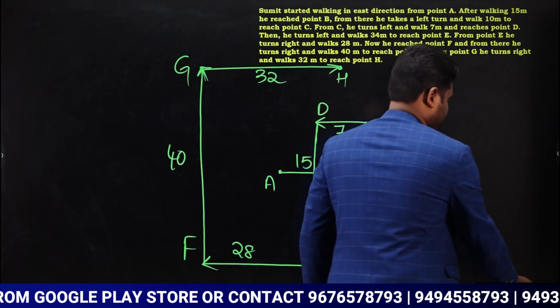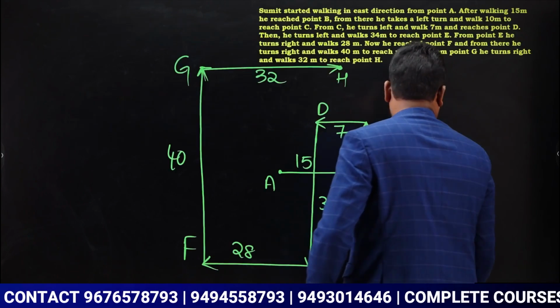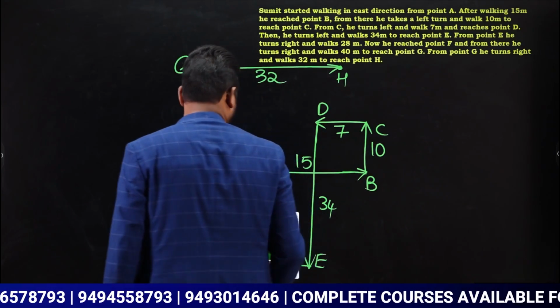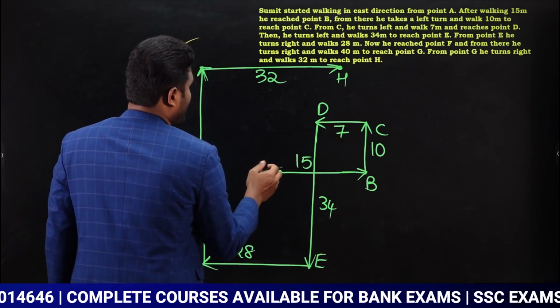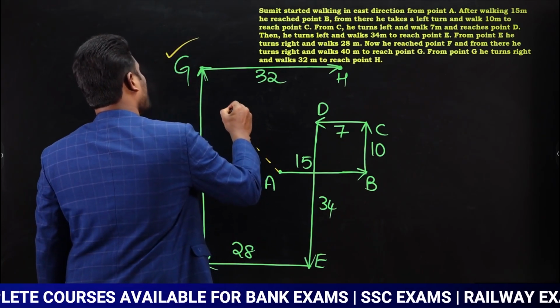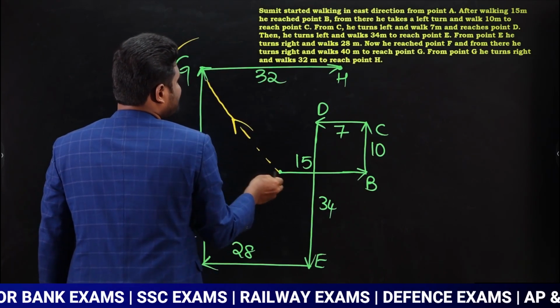If you look at the first question, what is the question? What is the direction of G with respect to A? Look, direction of G with respect to A. Now A is here. When you observe from A, G is in which direction? This is north, this is west.